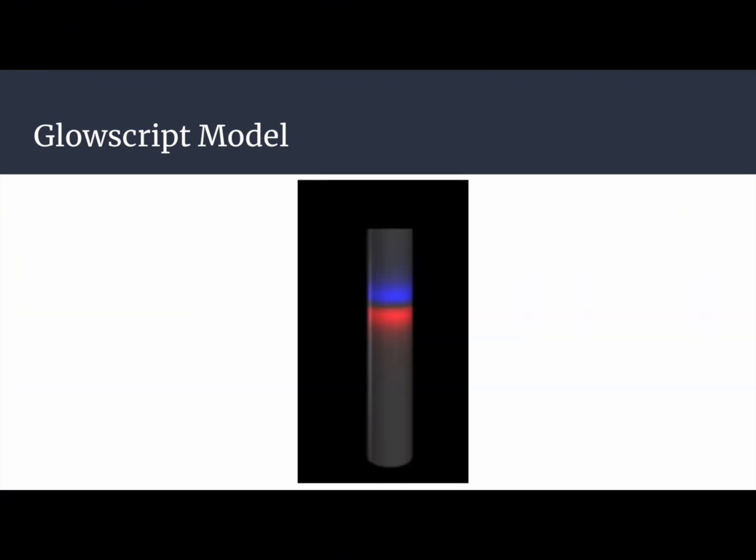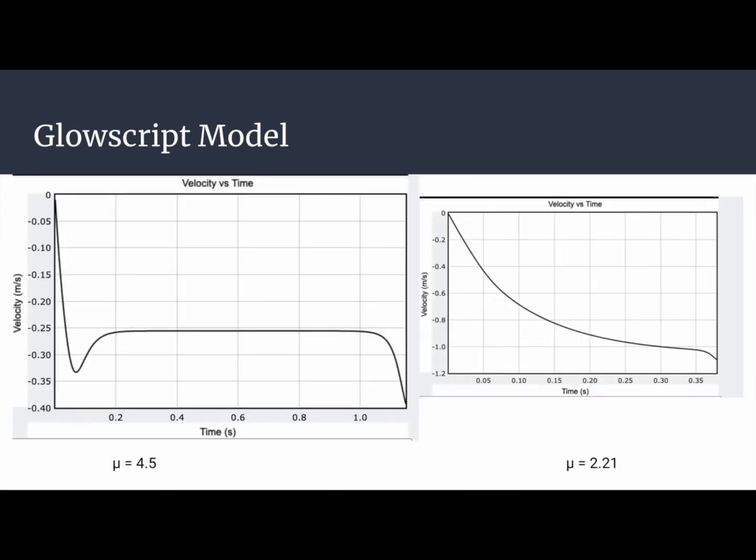Here's a picture of the computational model with the red ring representing the north pole of the magnet and the blue ring representing the south pole. The position of the magnet changed as it fell through the tube. Here are the graphs that were produced by the GlowScript model.